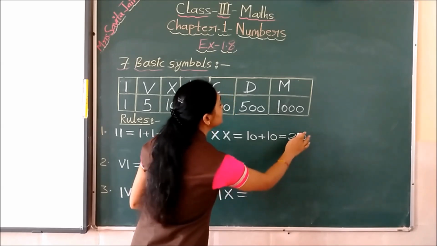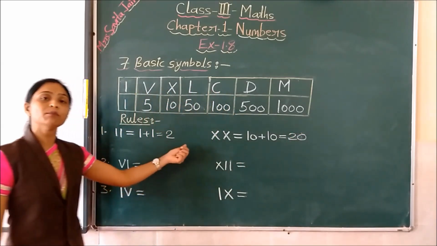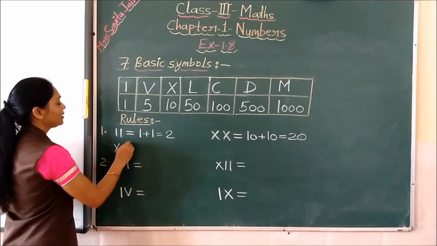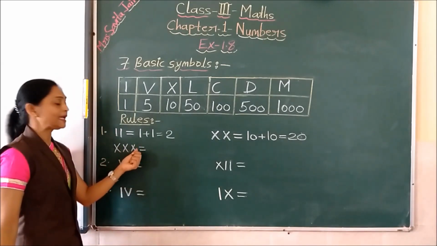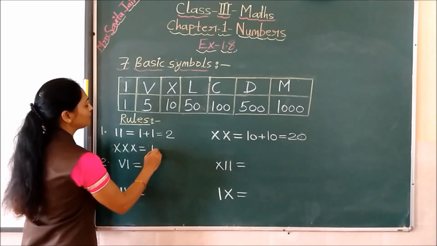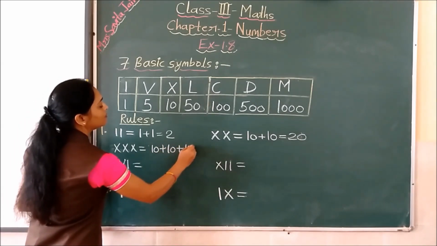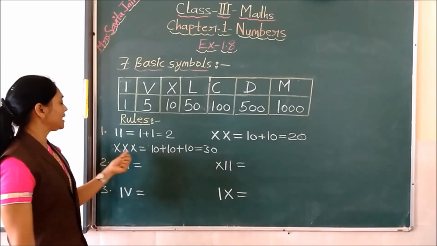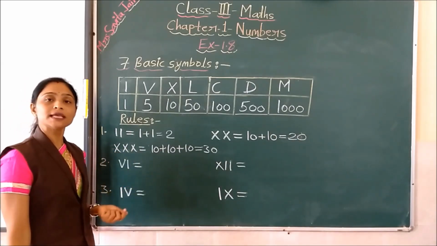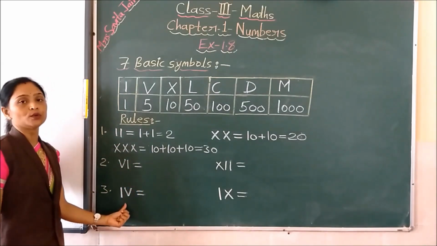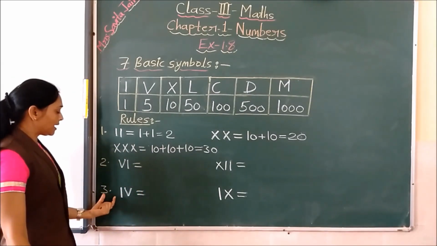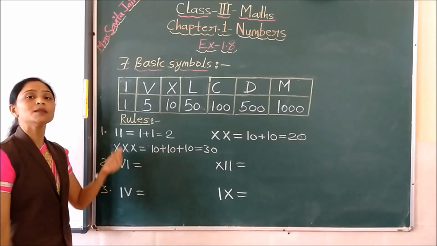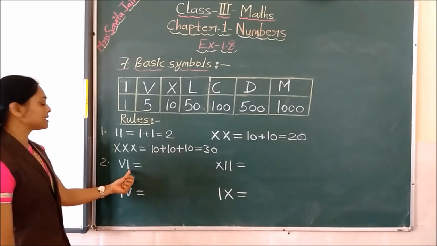So see children, this way you may repeat any symbol up to 3 times only. You cannot repeat any symbol more than 3 times. Like this you can write XXX also. This is equal to 10 plus 10 plus 10 means 30. But if we want to write 40, then we cannot write this as 4 times X. Then we have to use this rule children. So this we will see when we are understanding this rule, then I will tell you how to write 40. You cannot repeat any symbol more than 3 times. Now we will see the second rule.